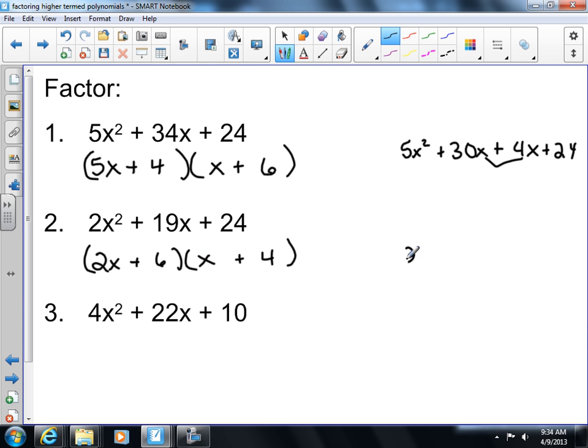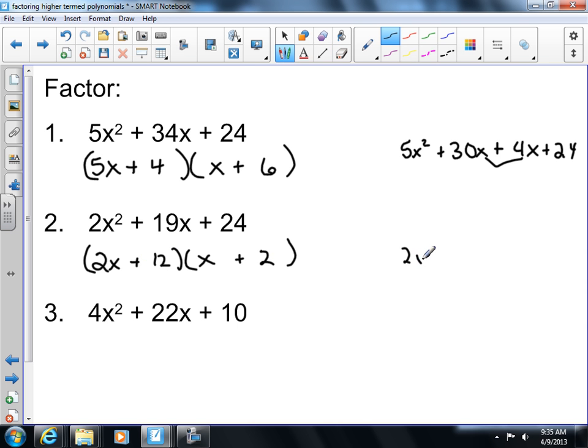Okay, so I get 2x squared plus 8x plus 6x. Is that going to work? No, still not going to work. All right, so let's try something else. 12 and 2.